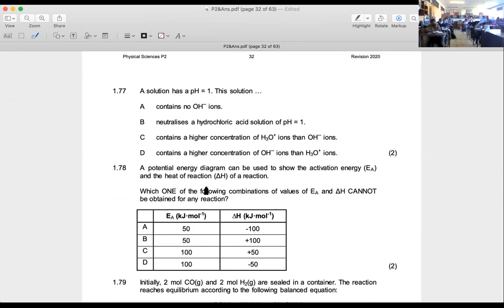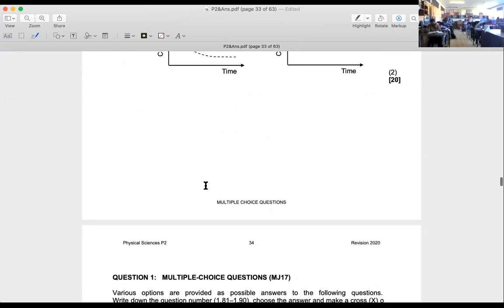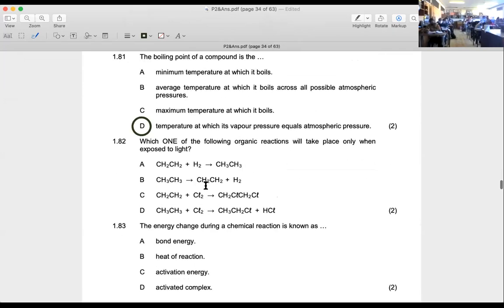Okay, a solution has a pH. No, we don't want to do acids and bases. We just want to do this section. I want to get you so into it. Which one of the following organic reactions will take place only when exposed to light? Now you see, this is where I start to think, this is where it's going to start kicking me. Because this is where you've got to go to page 110 of your textbook and learn which of those needs light energy.